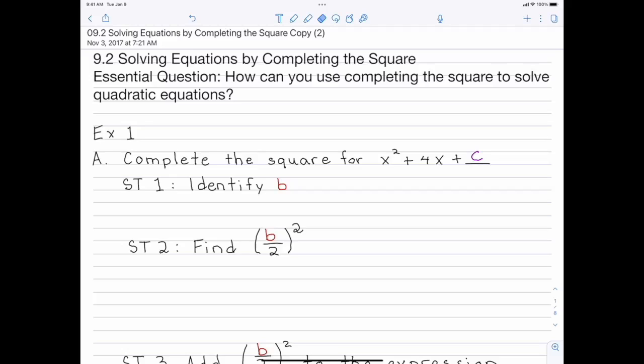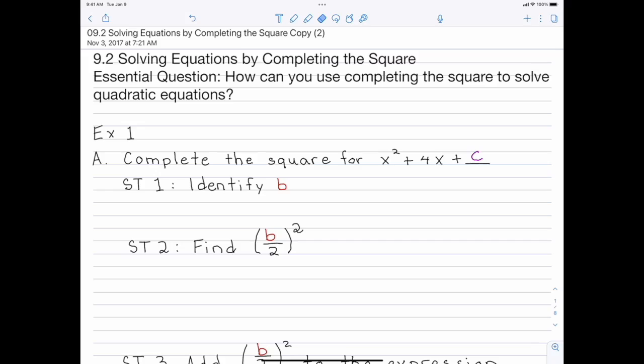Okay, so today what we're going to do is we are going to be solving quadratic equations by completing the square. So you have already done this, right? You did this last year. And of course, this year we focused on solving quadratics, equations and expressions by factoring. Now it's going to become by completing the square.